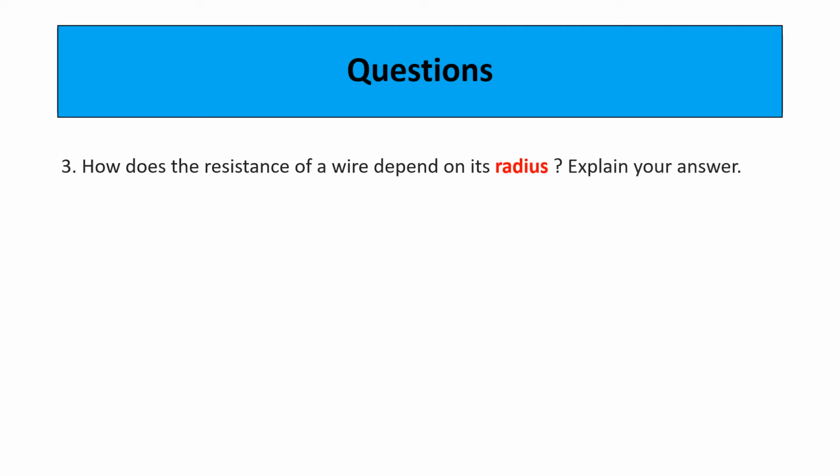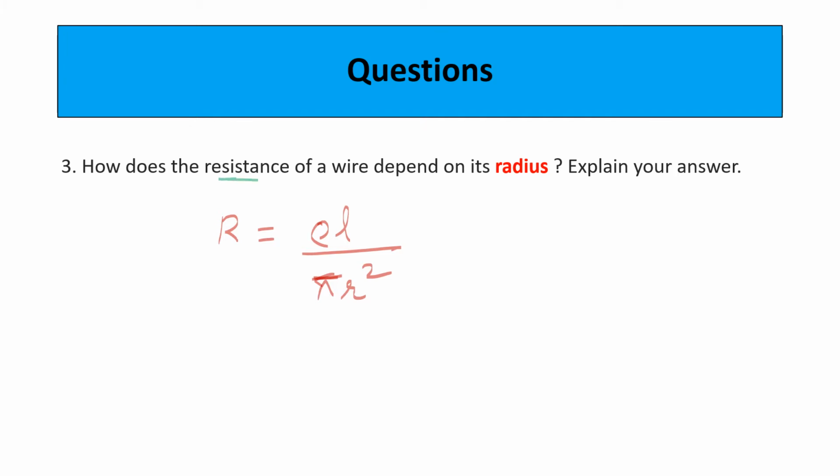Third question: how does the resistance of a wire depend on its radius? Explain your answer. We know the expression for resistance R is equal to rho L by A. You can use either small letter a or capital letter A. A represents the area of cross section. A is equal to pi r squared. Therefore, you can write R is equal to rho L by pi r squared. In the place of A, we are writing pi r squared, which is the area of cross section.